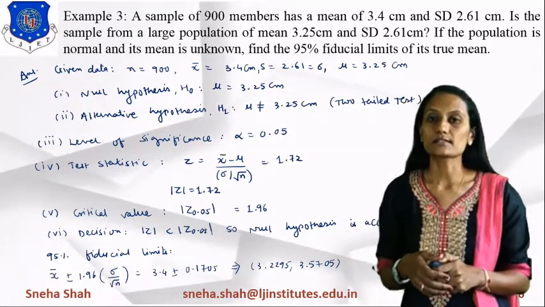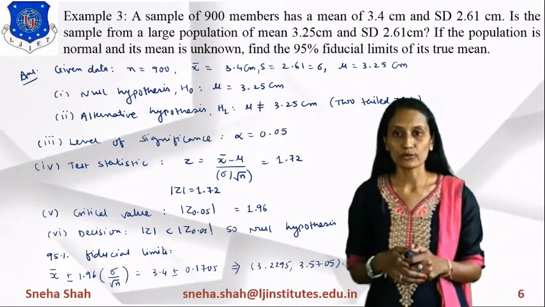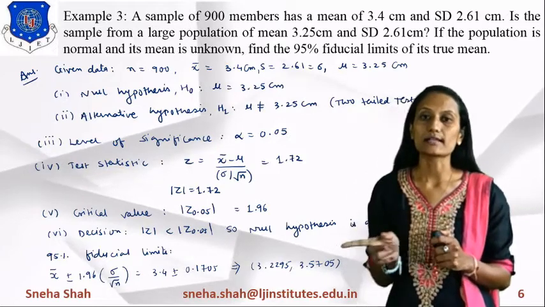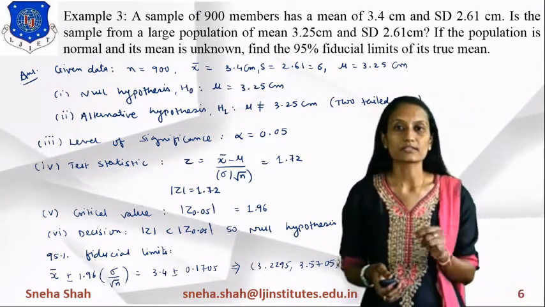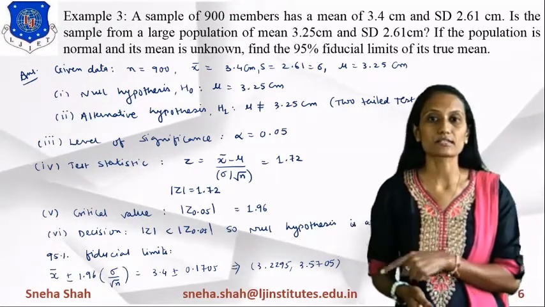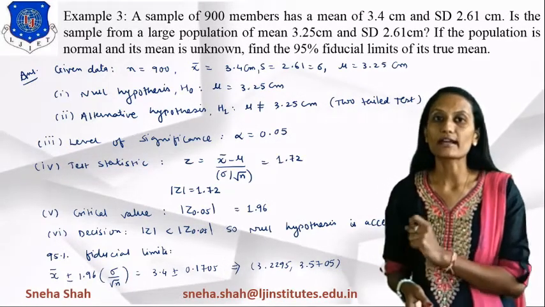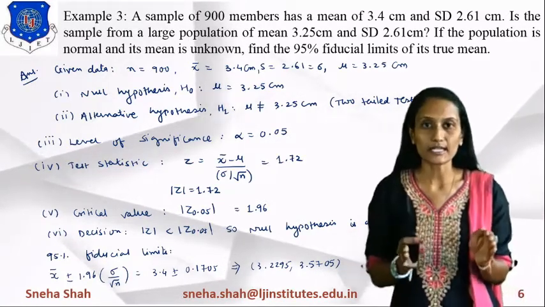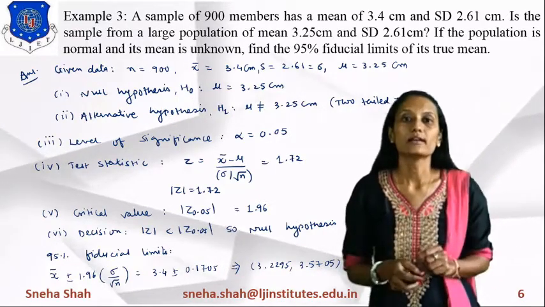Now if we put in these values and solve, the term will be 3.4 plus or minus 0.1705. First we take the difference between these two, then the answer will be 3.2295, and if we take the sum of these two, then the answer will be 3.5705. So this is the final fiducial limit. It means it gives you the confidence limit for this particular thing.